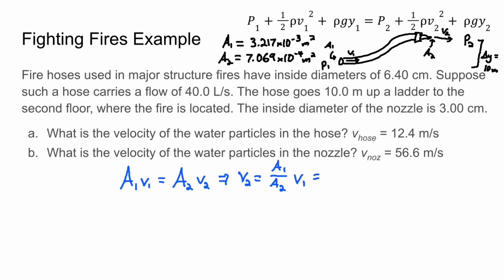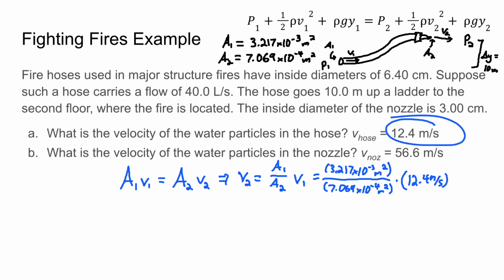So we can plug in our numbers. For A1, we've got 3.217 times 10 to the negative third meters squared, divided by 7.069 times 10 to the negative fourth meters squared, times 10.4 meters per second, the velocity in the hose. Once we run those numbers, our velocity within the nozzle should be 56.6 meters per second.